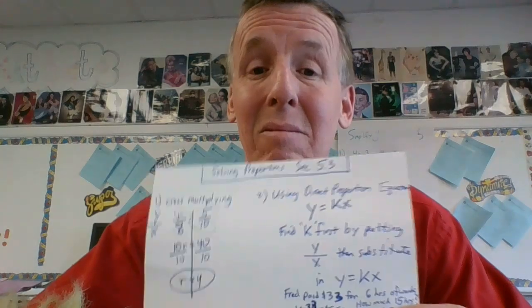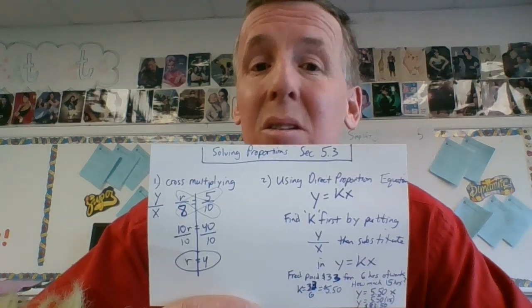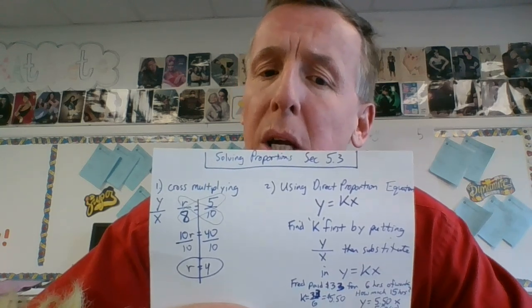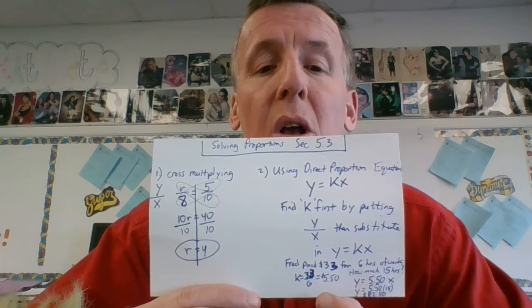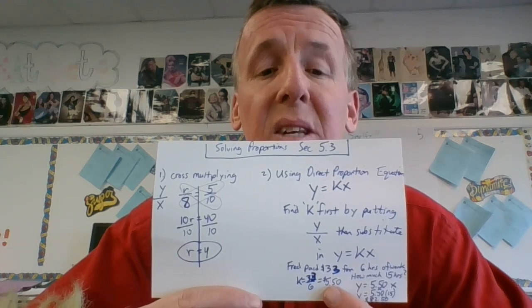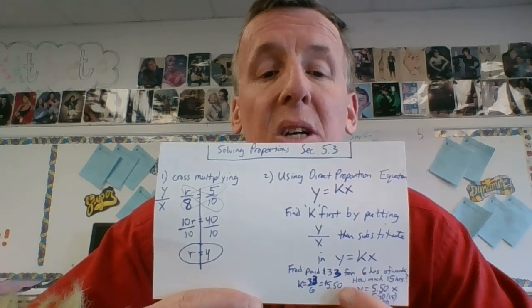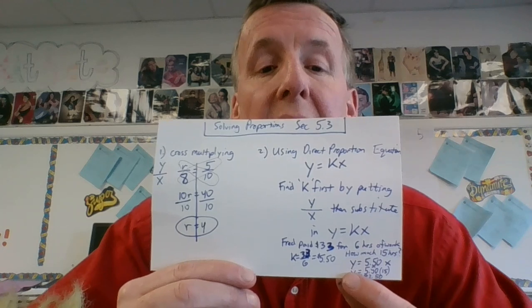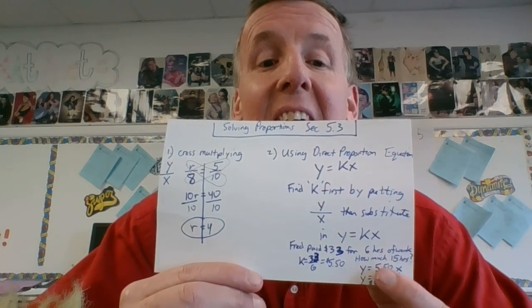So in this case, if I was doing y over x, okay, and I was getting paid, let's say, $33 for 6 hours of work, okay, not too shabby, under minimum wage, but maybe you're babysitting some real nice kids, so you don't get a lot of money for doing real nice kids. So we do 33 over 6, and you get $5.50 per hour. Well, that'll be my k. So now I could substitute that in the equation y equals kx. So now I've got y equals 5.50x.